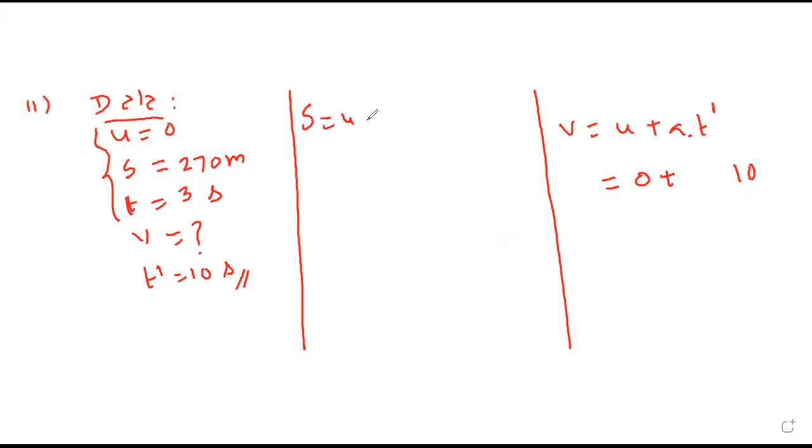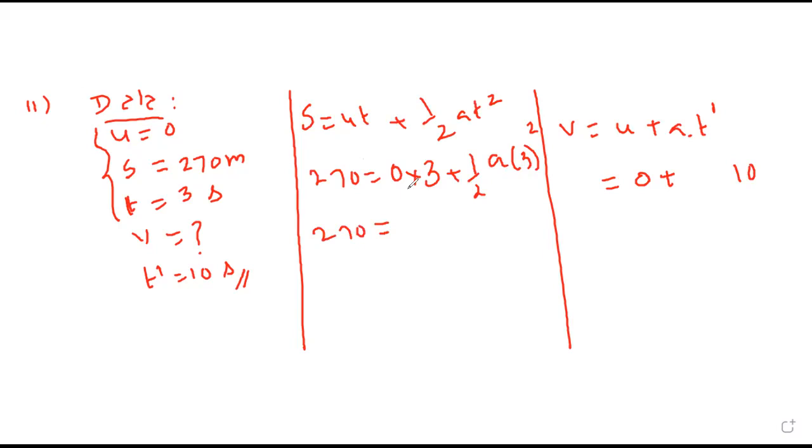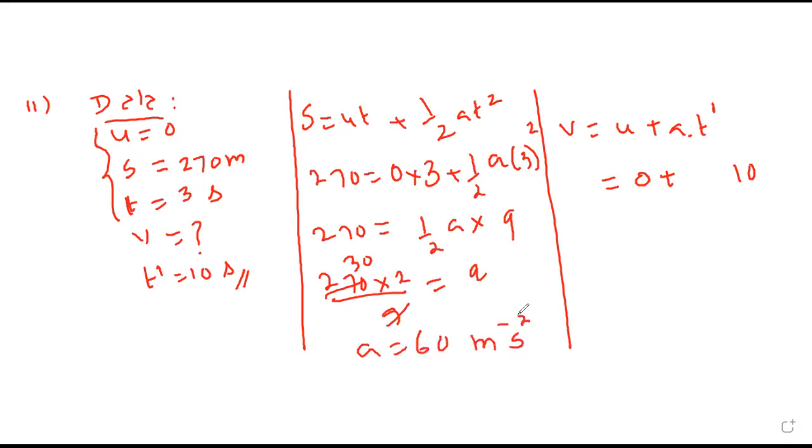S is ut plus half at square. S is 270, u is 0, time is 3, plus half into A, which I don't know, into time 3 square, when distance covered was 270. So 270 equals 0 into 3, which is 0, plus half into 9 A. 270 into 2 upon 9 is A. 9 threes are 27. So A equals 60 meter per second square.